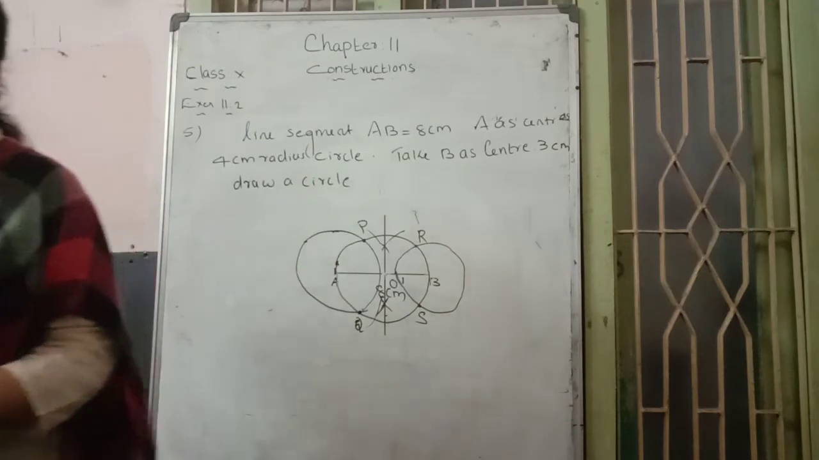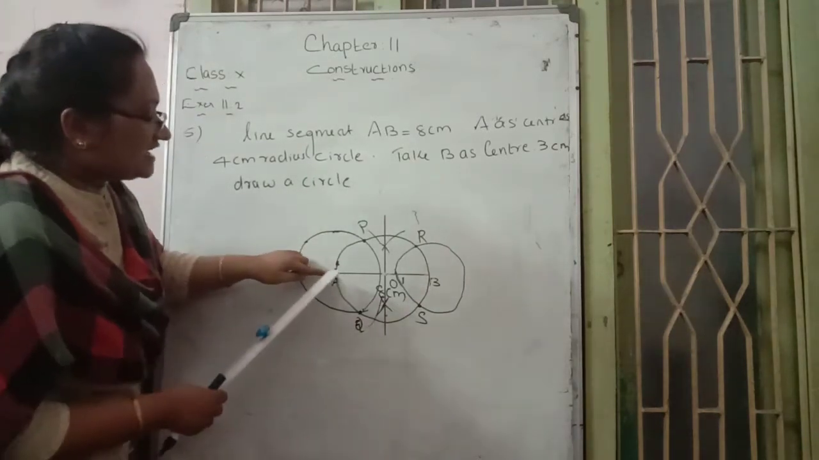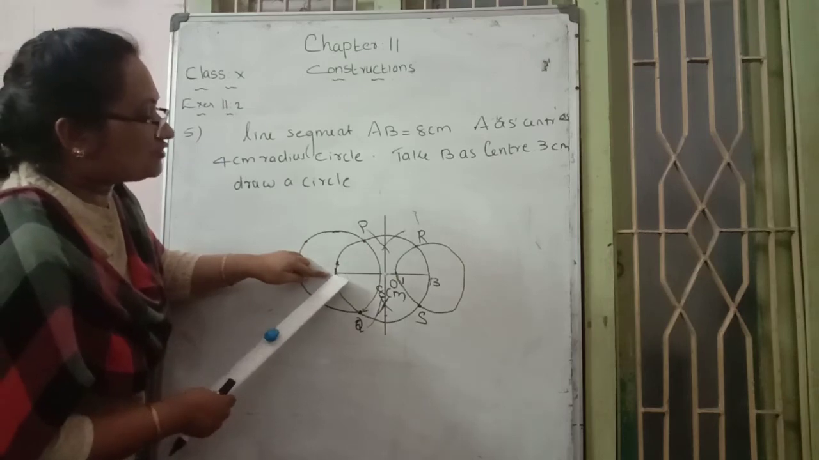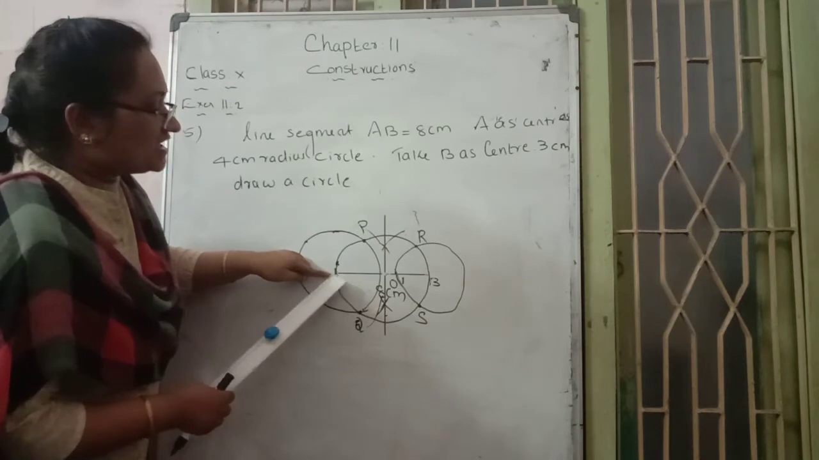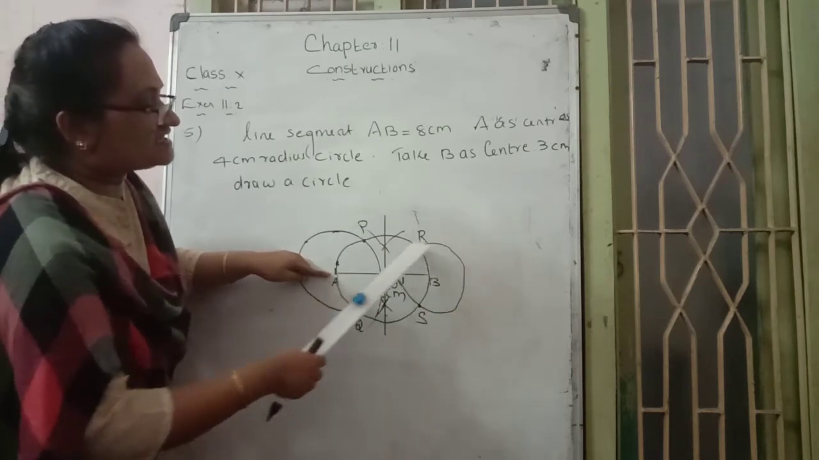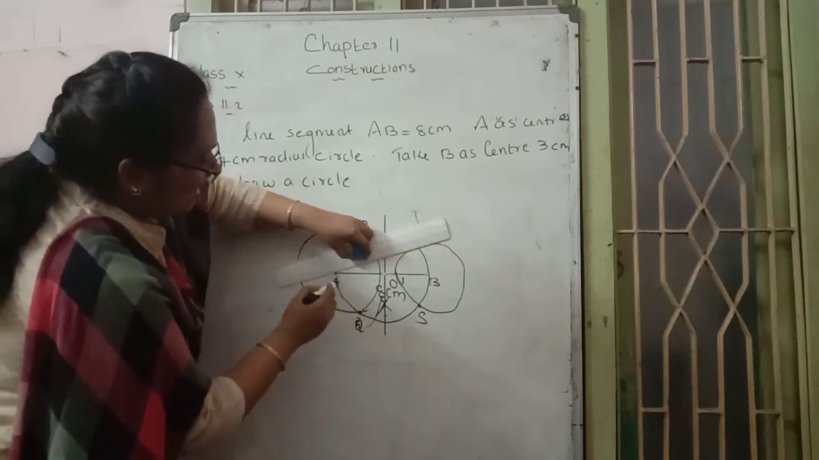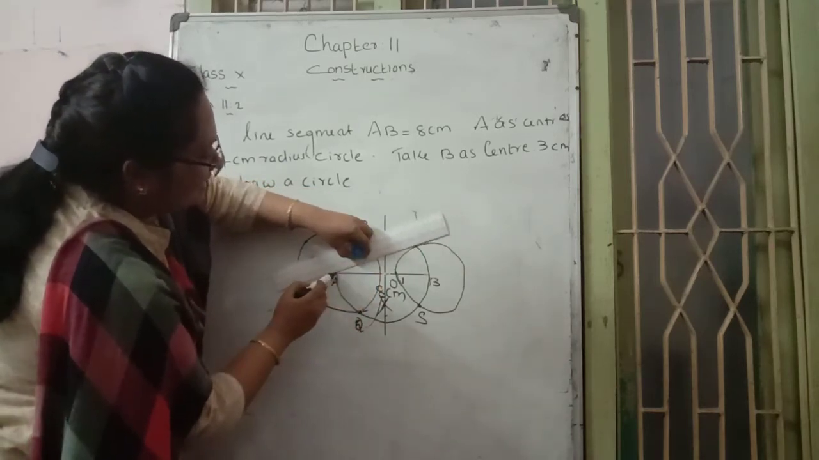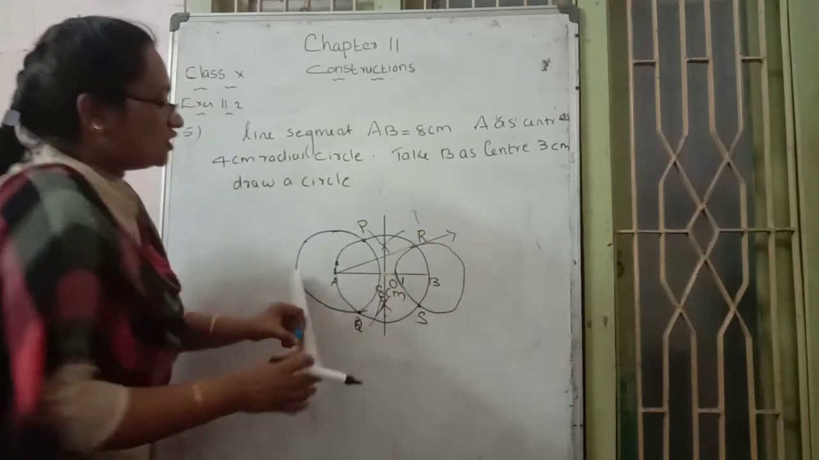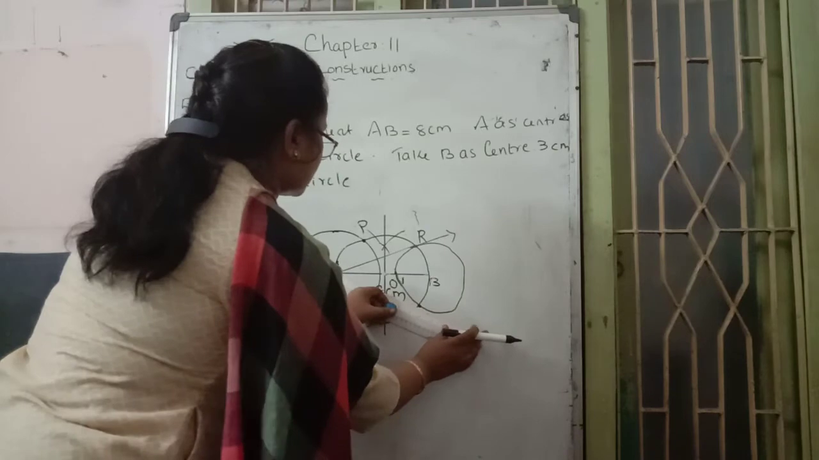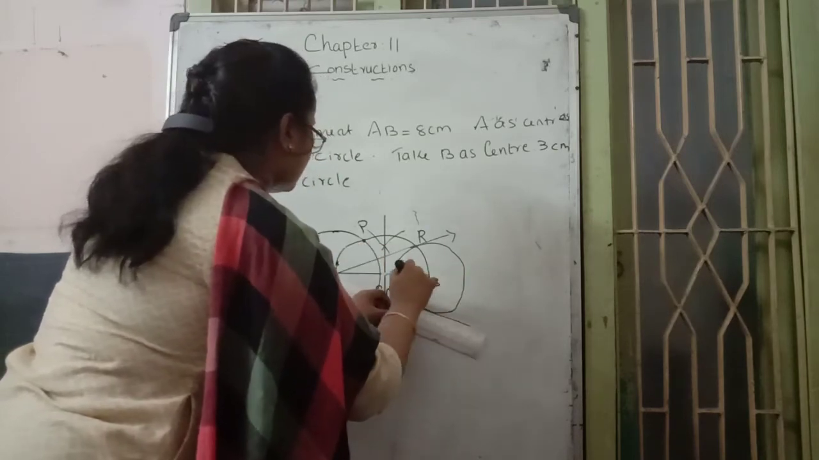Then join. How to join? With respect to point A. A is a point outside of which circle? See, A is a point outside of the 3 centimeter circle. That's why, joining A to R and A to S, we get the tangents for the 3 centimeter circle, the B circle.